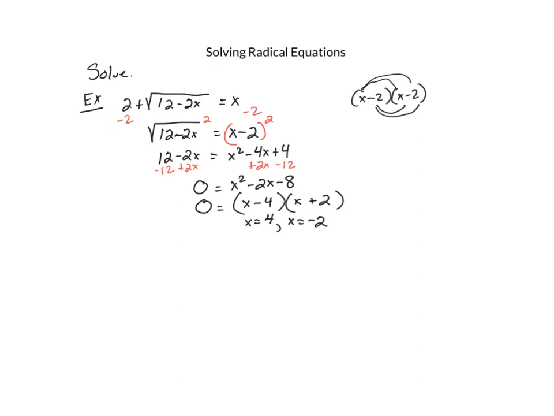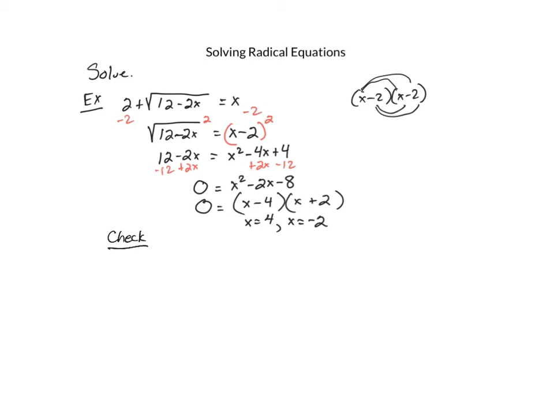Did you notice I said potential solutions? That's because we don't have a guarantee that these are actual solutions. Remember up here, we squared both sides of this equation. That means we introduced the possibility of extraneous solutions. So we need to check these.